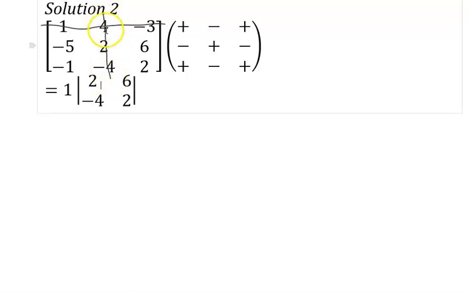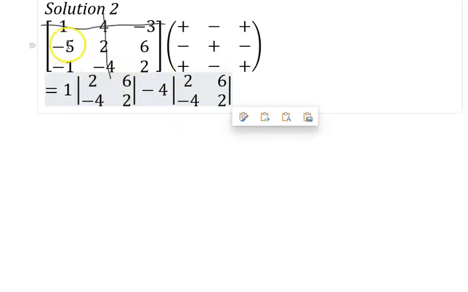Their meeting point here is 4, but the original sign, the sign that is here, is minus, so we go with the -4. So you get this. So you have -5, 6, -1, 2. Beautiful. So we are done with that.